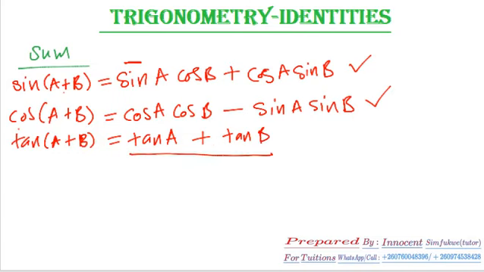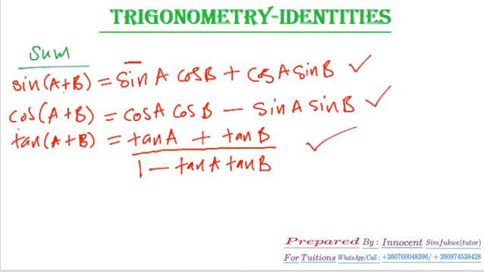Now on the denominator, you need to change the sign. So you say over 1, always over 1. Then here, you flip the sign like for cos. You change now: minus tan A tan B. So I want you to master this and to know this by heart. Then the other identity that I want you to understand is for difference.